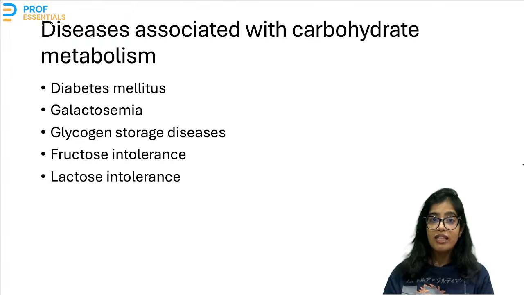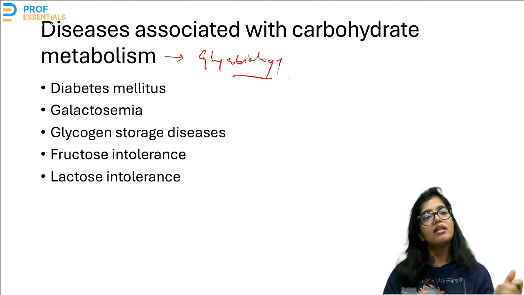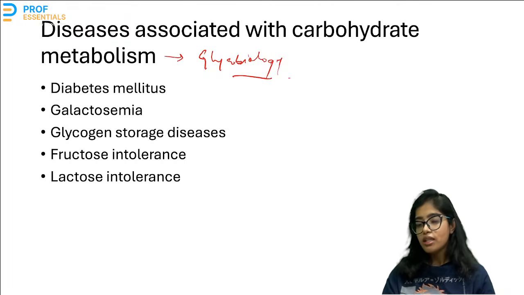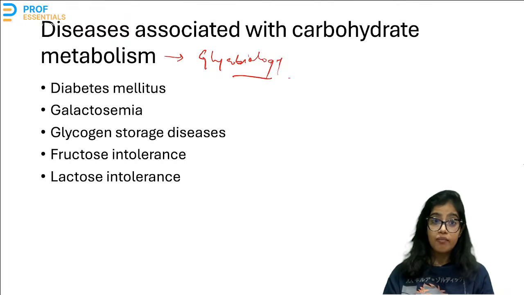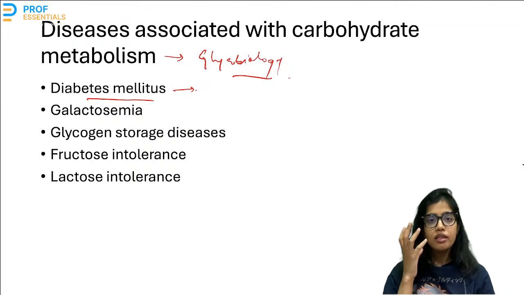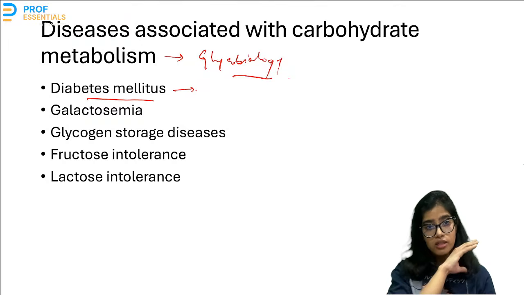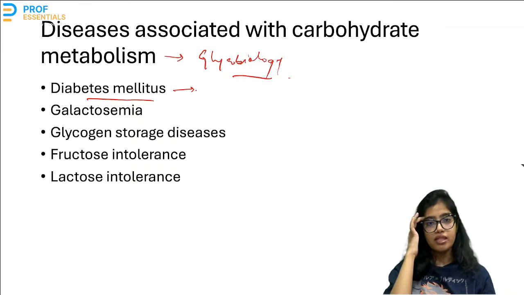Next, diseases associated with carbohydrate metabolism. Where will we study them? In glycobiology, right? Now, what are these diseases? Diabetes mellitus, right? It is a metabolic syndrome where there is insulin resistance, or low or no production of insulin. So, there is impaired glucose metabolism. Glucose doesn't enter inside the cells for utilization, and there is an increase in the blood glucose levels.